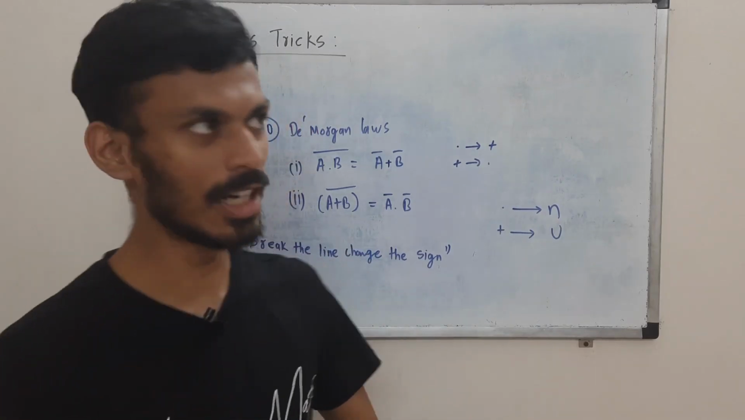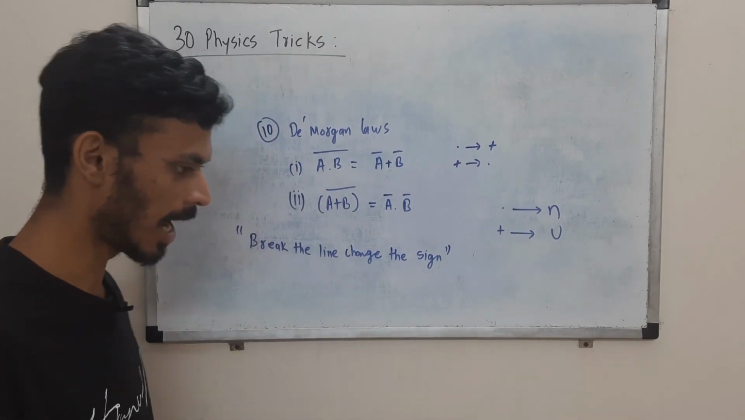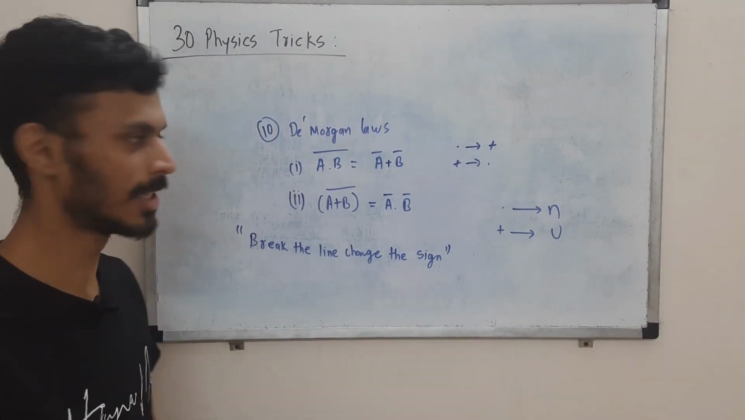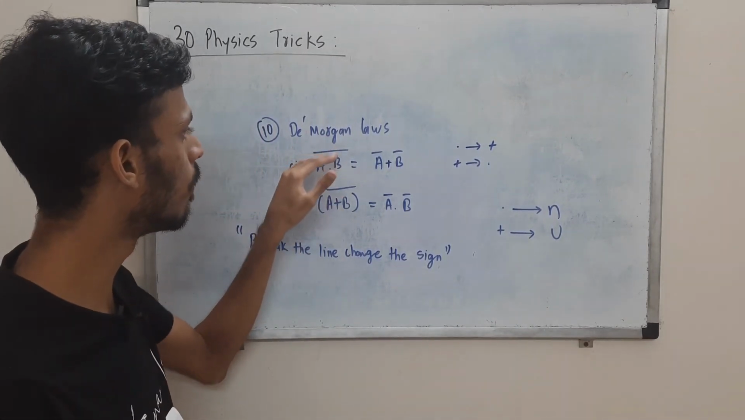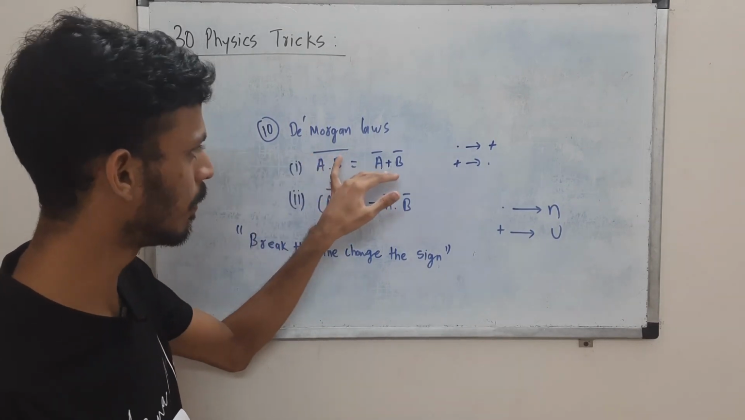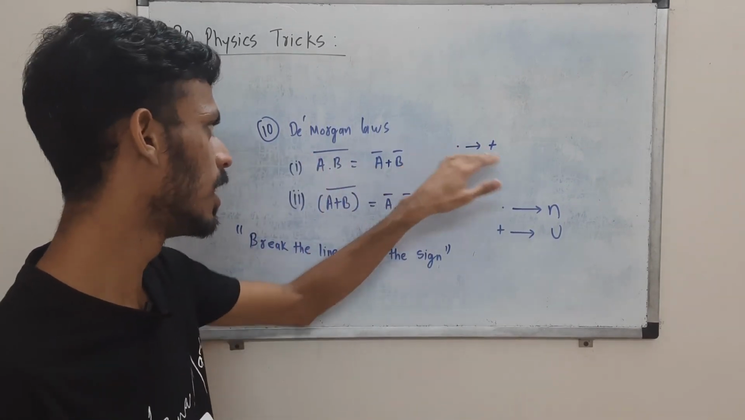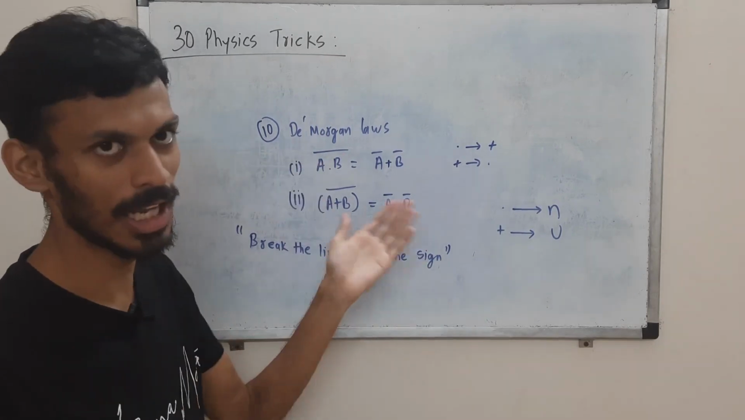Then we have De Morgan's laws, or as I would like to call it today, break the line, change the sign. If you have A into B, the whole complement, it's basically A complement plus B complement. So you have to change the sign and you have to break the line. Break the line, change the sign.